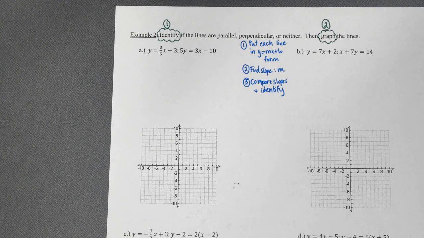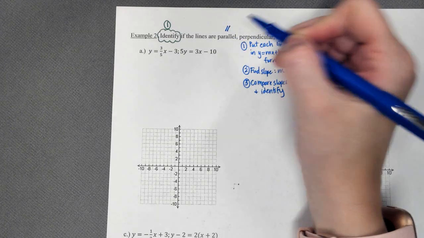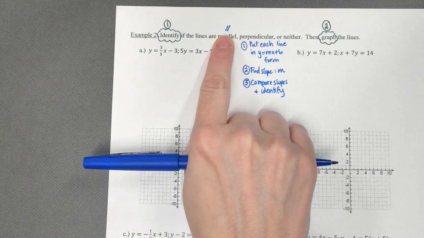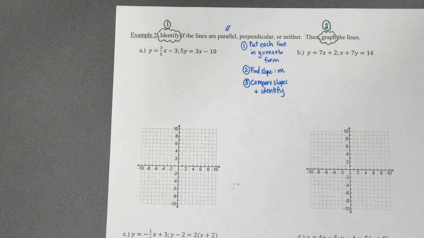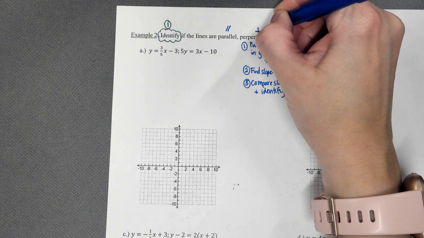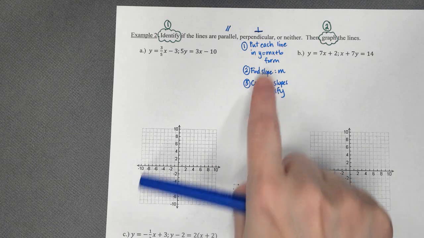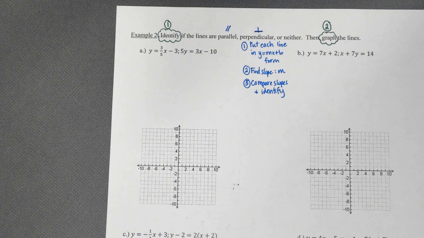Okay, and then there are these little symbols for each one. So parallel, I'm going to teach you the symbol. It's this. It's two little lines next to each other. Perpendicular is this, an upside down T. And then the other one is going to be neither. Okay. So I'll give you a second to write that down.